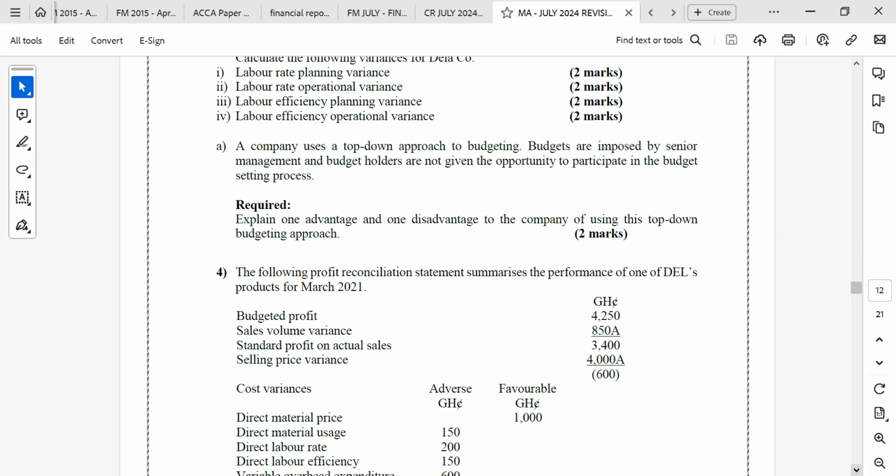That would be participating, there's another name for it. Bottom up. Yes, that would be bottom-up budgeting. Now it says, explain one advantage and one disadvantage to the company of using this top-down budgeting approach. What is the advantage? Everything has an advantage and a disadvantage.